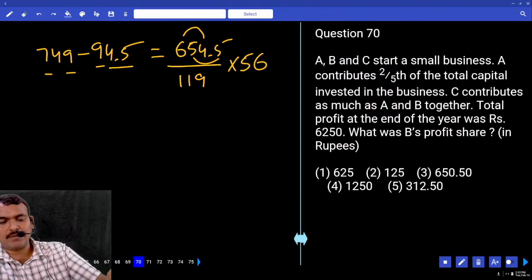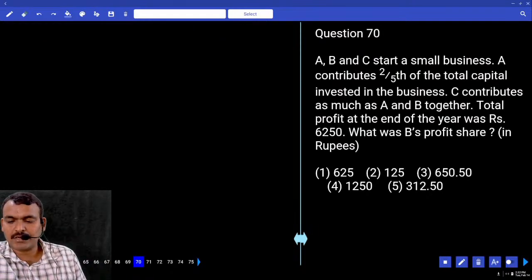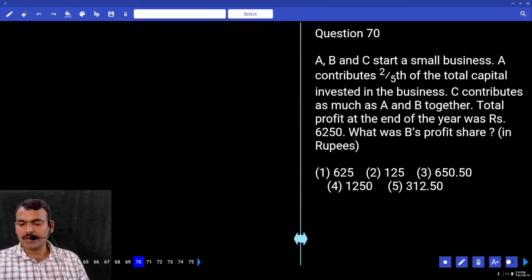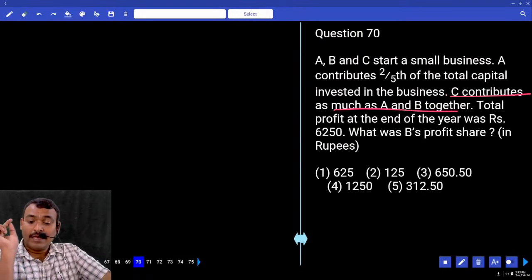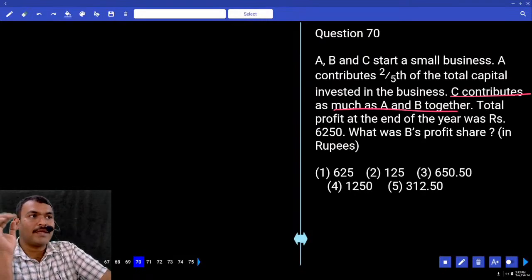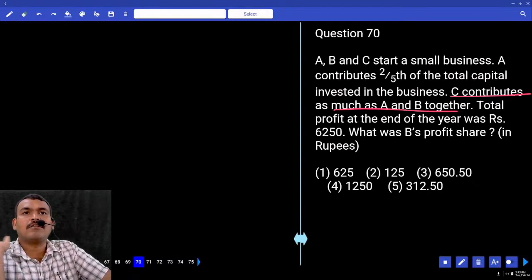A, B, C started a small business. A contributes how much? 2/5 of the total capital invested in the business. C contributes as much as A and B together, he said. Nothing but C will be, C equal to A plus B. Means C value is half of the total value. What is the meaning? C equal to A plus B means C is half of the total value.